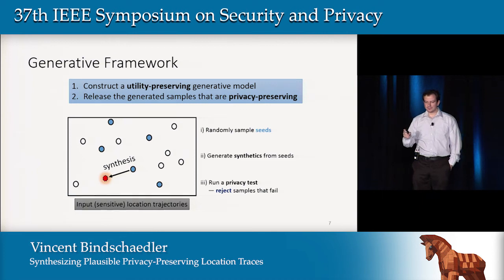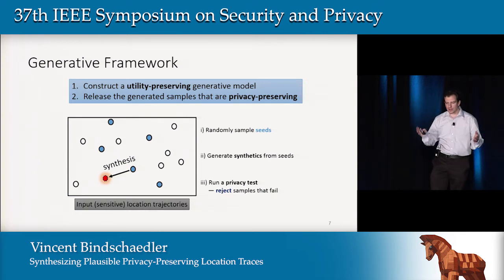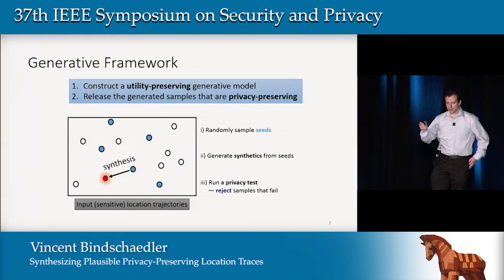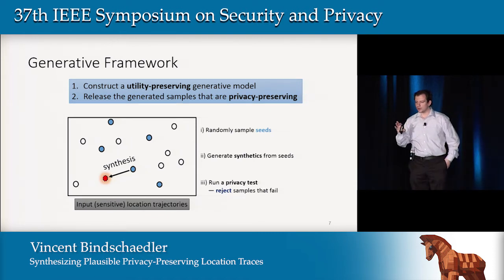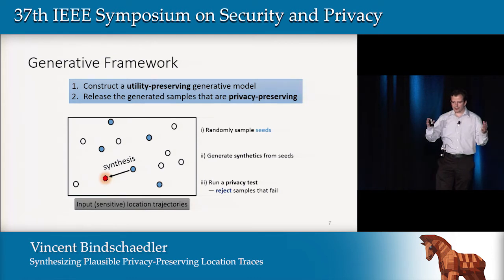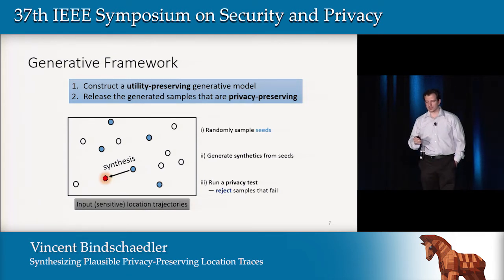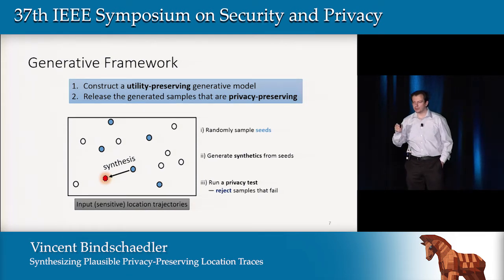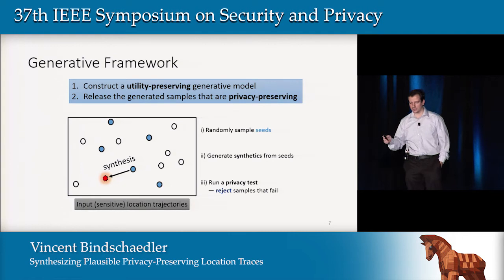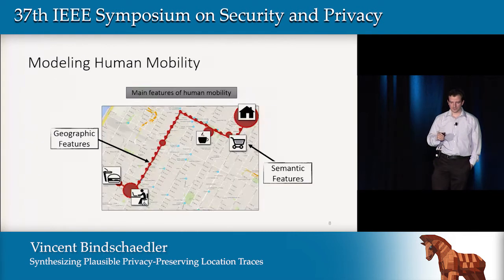So concretely, we start with a set of sensitive location trajectories as input. We randomly select a subset of these. We'll call these the seeds. And from these seeds, we use a generative model to sample synthetic location trajectories. Okay? From these sampled trajectories, to safeguard privacy, we run the privacy test. And whichever samples do not pass the privacy test, we simply throw away. We discard them. And we release the rest.